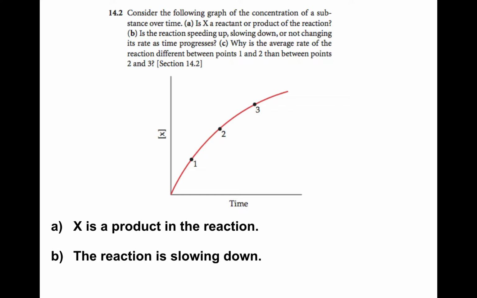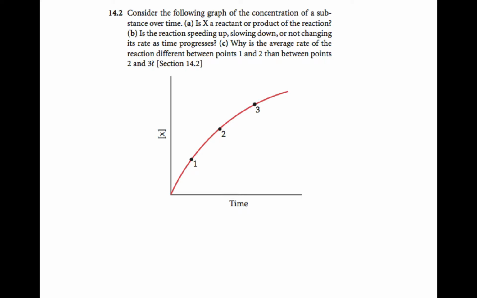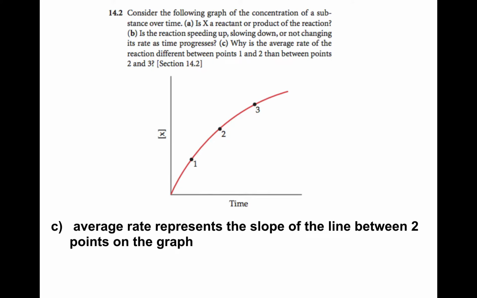Why is the average rate different between points 1 and 2 than between points 2 and 3? Well, it's like we just said, right? The reaction is slowing down. The production of X is getting slower and slower as the reaction goes towards its end. So rate of reaction is defined as the change in concentration over change in time. So if at the same time interval I'm getting a more drastic increase between points 1 and 2 than a change in concentration between points 2 and 3, a shallower slope means a slower rate of reaction.